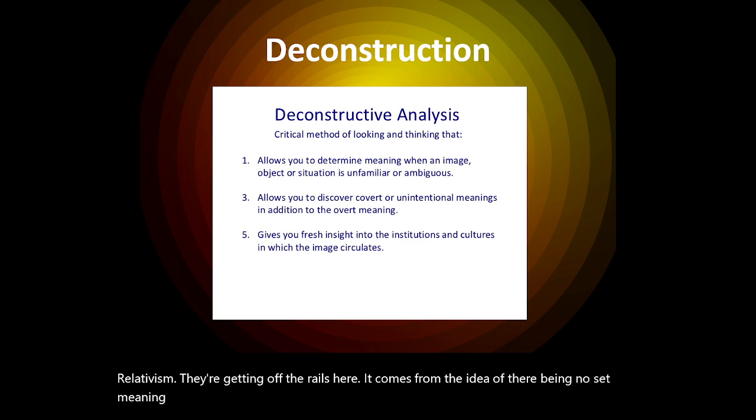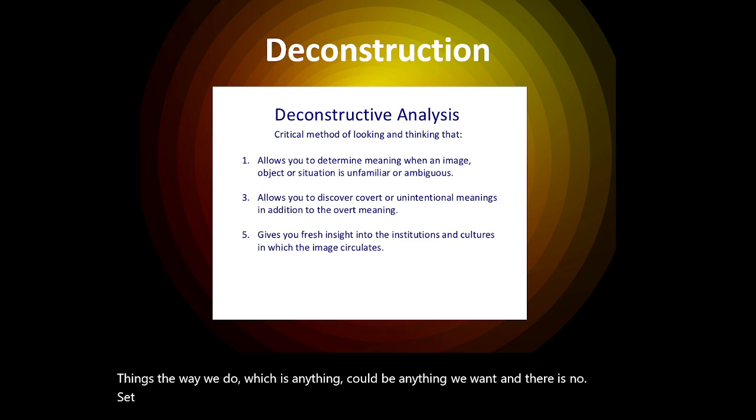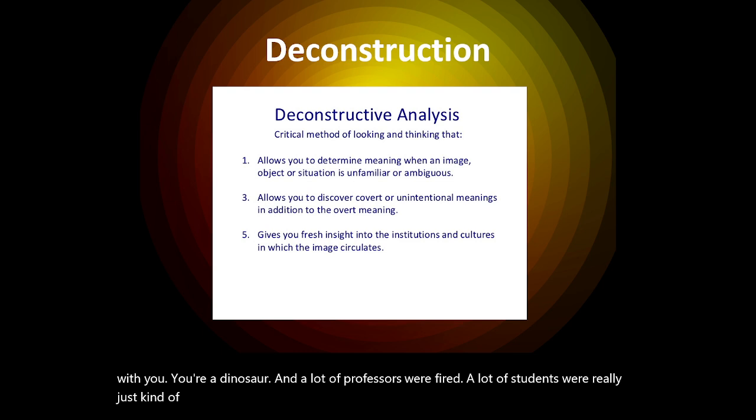So the idea from that is, if you don't see things the way we do, which is that anything could be anything we want and there is no set definition, then you are left behind. There's something wrong with you. You're a dinosaur. And a lot of professors were fired. A lot of students were really just kicked to the curb by this ultra liberal methodology.